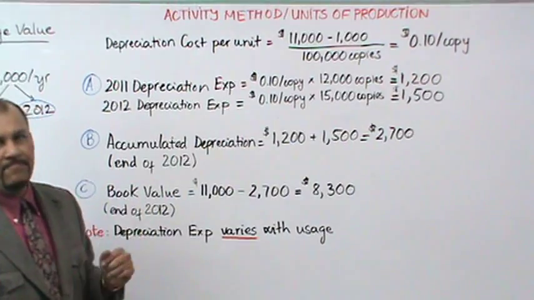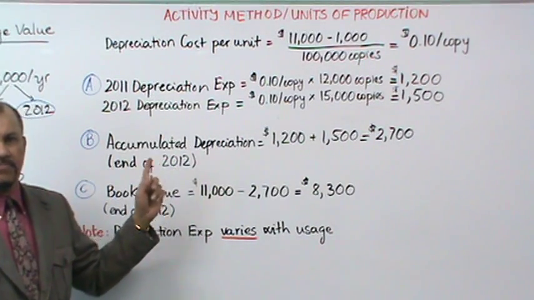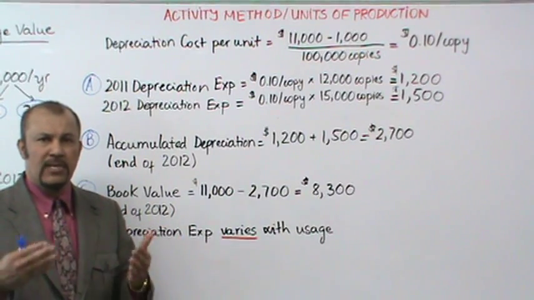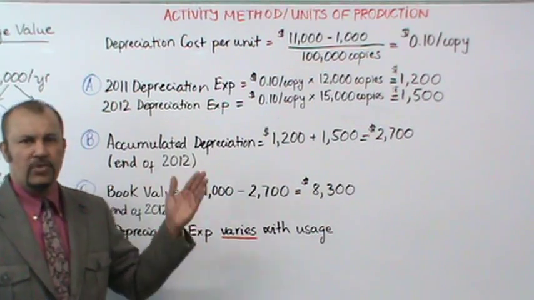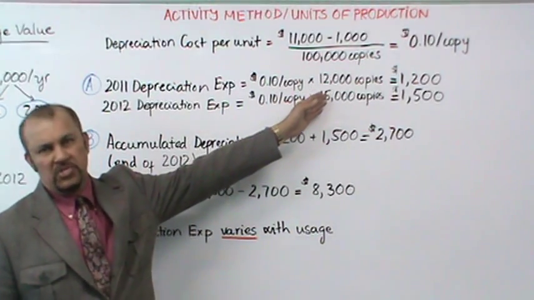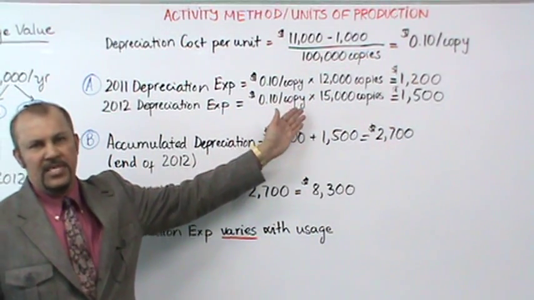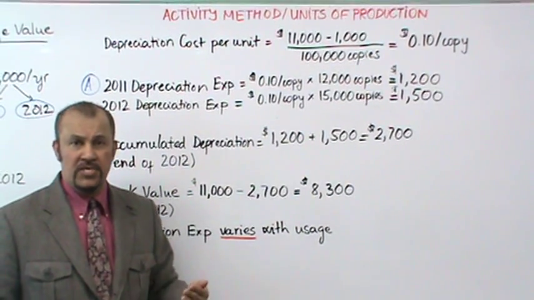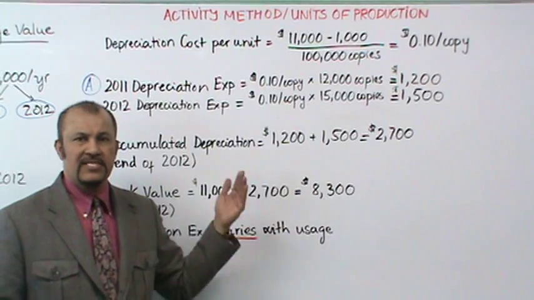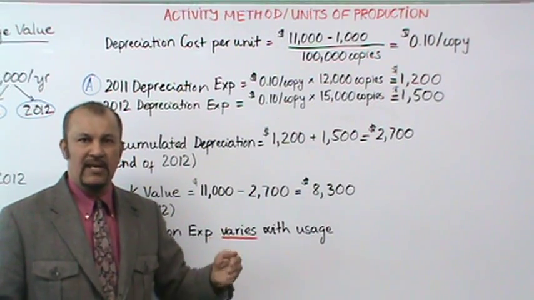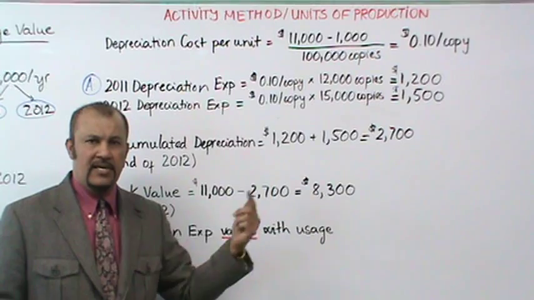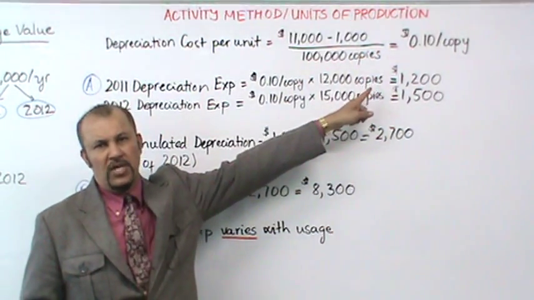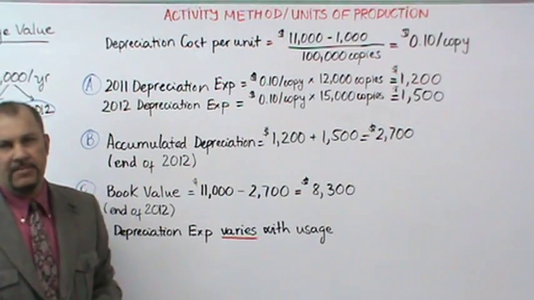Next, to calculate the depreciation expense for 2011, we're going to look at the actual number of copies we produced in 2011, and that would be 12,000 copies. So to calculate your depreciation expense for 2011, we take the 12,000 copies that we produced this year, multiply that by the 10 cents, which was the depreciation rate per copy that we had calculated in the previous step. And that gives us a depreciation expense for 2011 in the amount of $1,200.